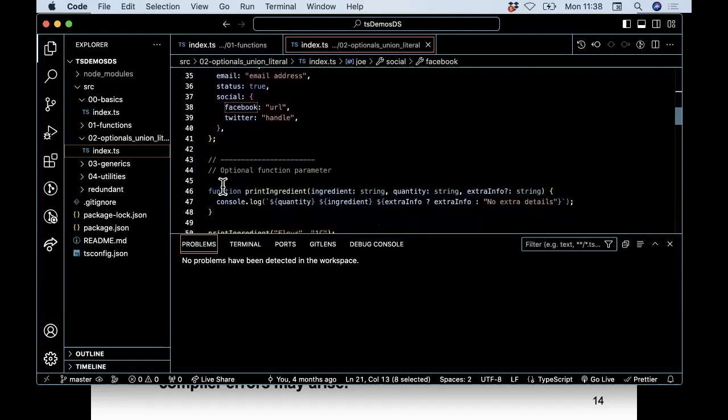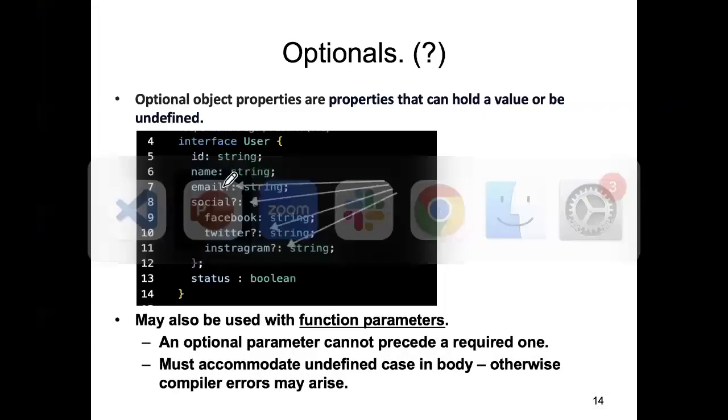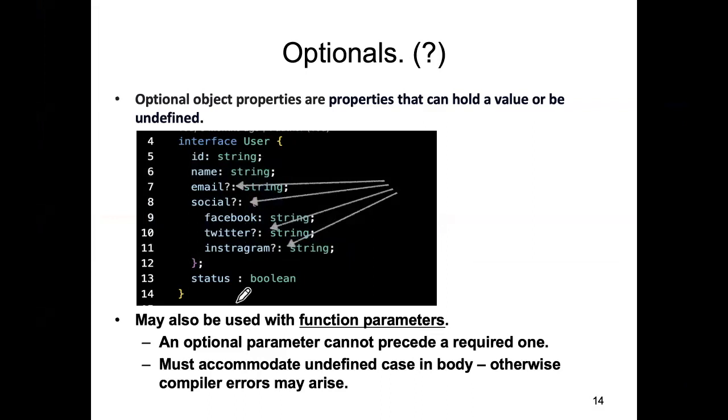Now we can use this optional indicator also with function parameters. You may have functions where some of the parameters you consider to be optional. The function can be invoked without actual values for those parameters being passed in. Of course, you have to take care of both scenarios in your function implementation: the scenario where the function is invoked with a value for the optional parameter, and the case when the function is invoked with no value for that parameter. In other words, it's undefined. That's the point I'm making at the very bottom of that slide.